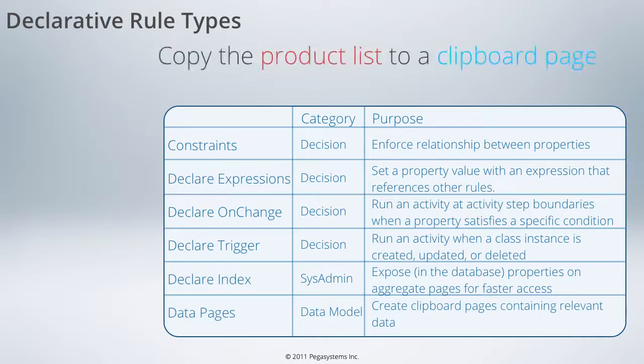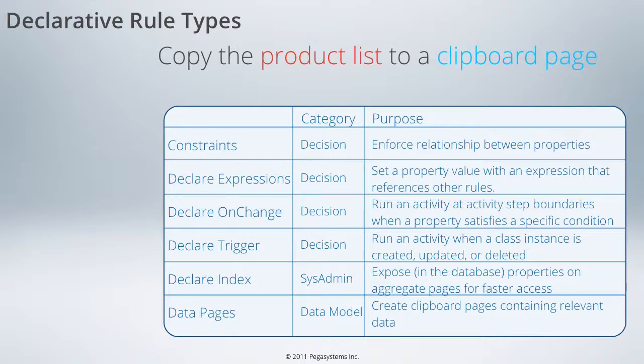Data page. Used to cache data on demand to a clipboard page that can be used by one or more applications. A data page defines its source data, scope, refresh strategy, editability, and structure. This declarative rule should be the primary means of sourcing data, and it will be discussed in more detail in the Accessing Data in User Interface lesson.